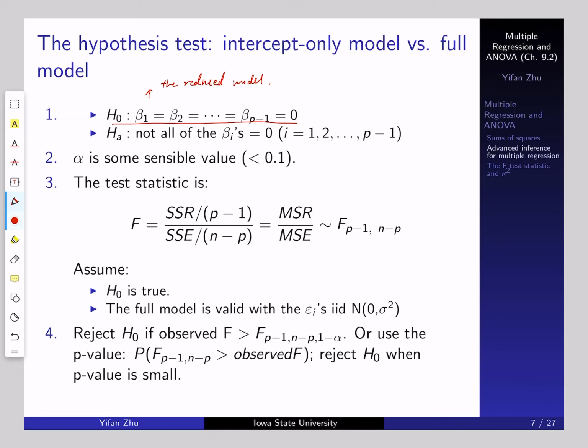There's no difference in the two models, or the full model is not better than the reduced model. That means the reduced model is true.